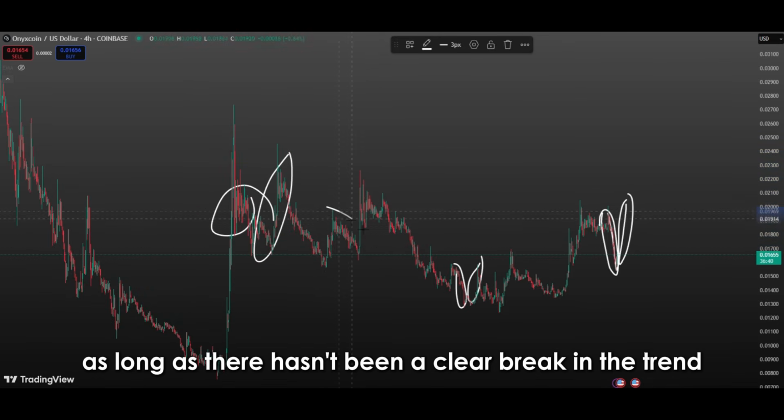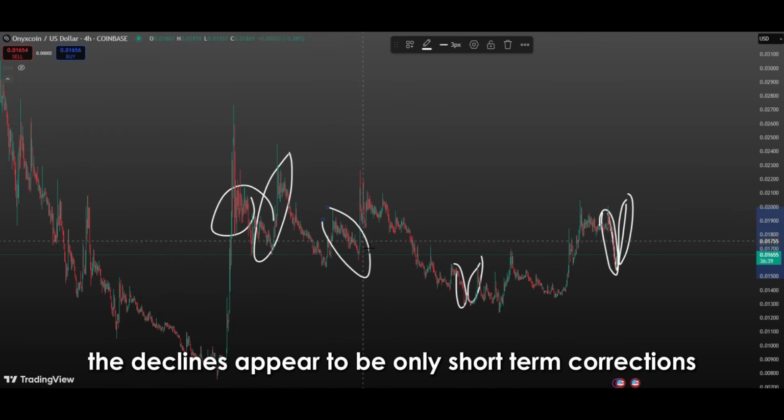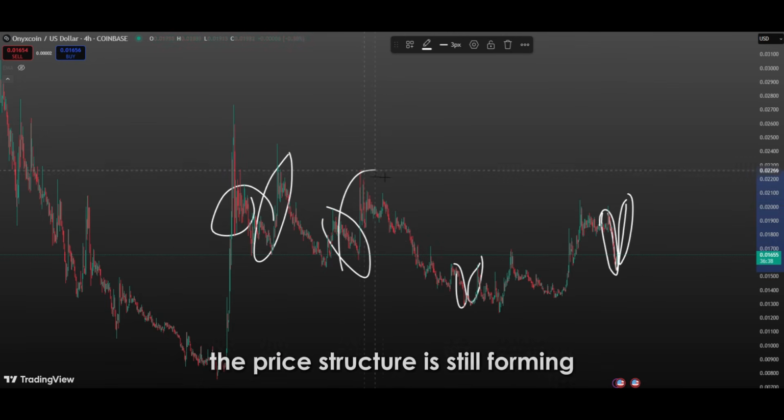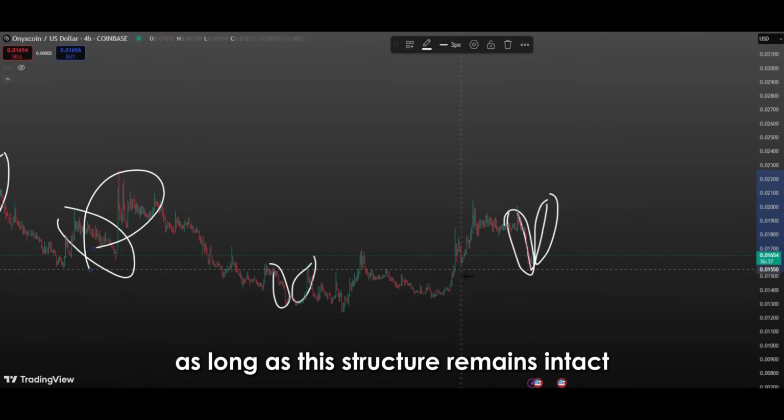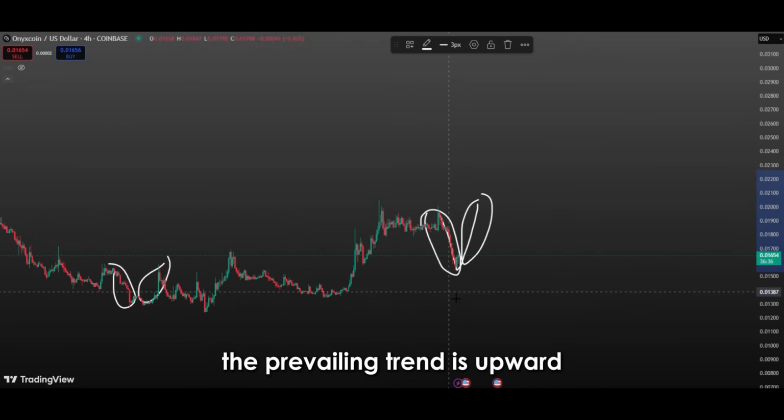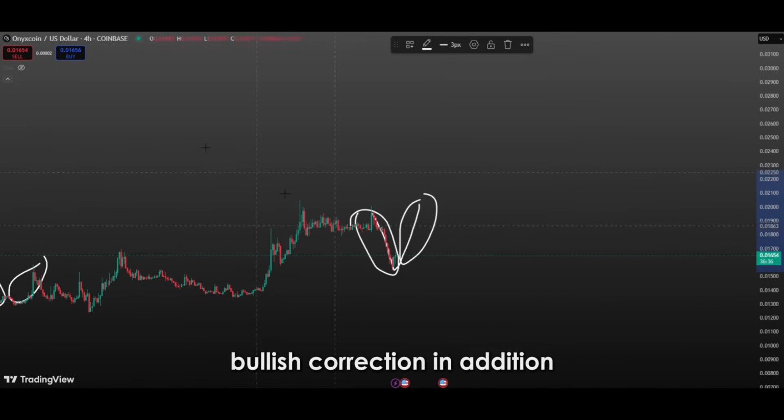As long as there hasn't been a clear break in the trend direction, the declines appear to be only short-term corrections. The price structure is still forming higher lows and higher highs. As long as this structure remains intact, the prevailing trend is upward, and these sharp drops can be viewed as part of a broader bullish correction.